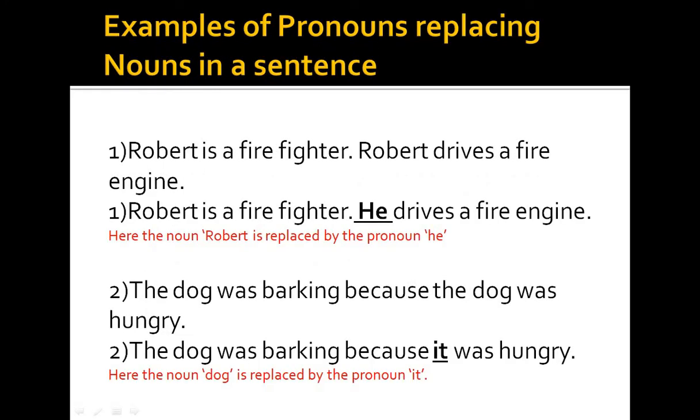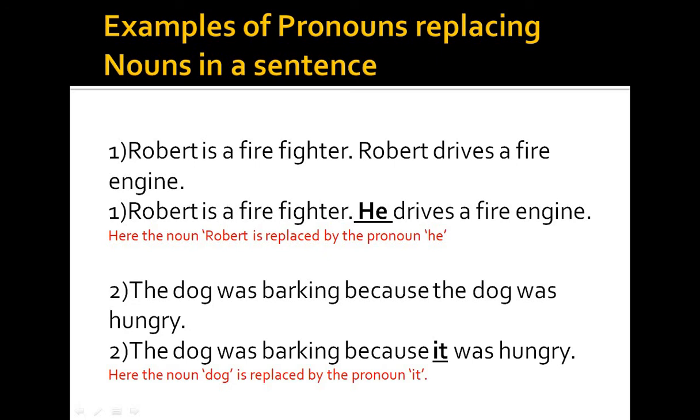Examples of pronouns replacing nouns in a sentence. Now, I am discussing this because you will be doing exercises, and so I want you to be clear when you attempt certain exercises which are based on this. Robert is a firefighter. Robert drives a fire engine. Now Robert over here is being repeated twice. Let us see how it will be if we replace Robert with a pronoun. Robert is a firefighter. He drives a fire engine. Here he is the pronoun which replaces the noun Robert.